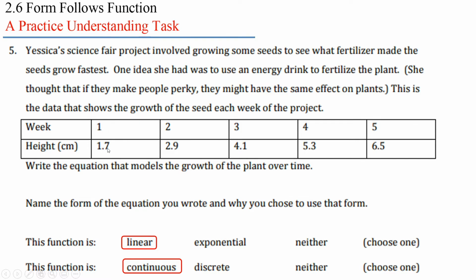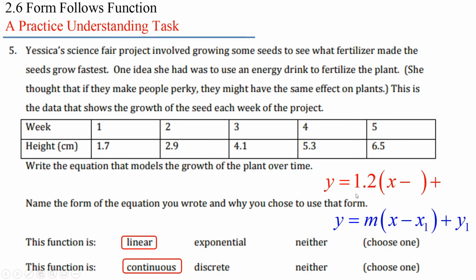And I can use any point I want. I'd probably use this first point right there. So I'm going to use y equals m times the quantity x minus x sub 1 plus y sub 1. All right. Let's see. What's m? Well, m slope is the same thing as a common difference in a sequence, and my common difference here we said was 1.2, so the slope is 1.2. And then let's use this first point right here.